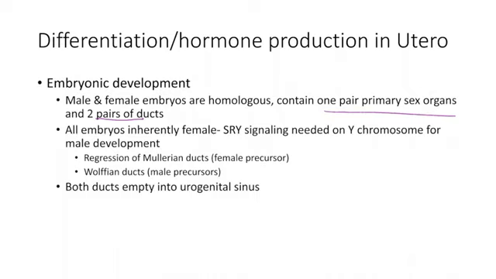So here, all embryos are inherently female, and they have the ability to do both, but they need the SRY, which is on the Y chromosome. And that's what basically says that you're going to have male development. Here's everything that we just talked about. Both ducts empty into that urogenital sinus.